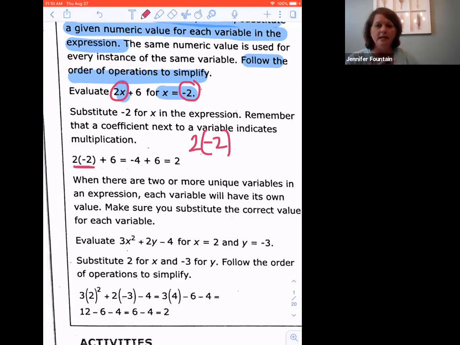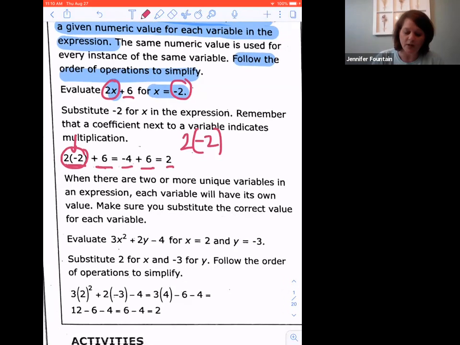So my recommendation is every place that you are plugging in a number for a variable, put that number in parentheses, okay? So we've put that -2 in parentheses here. We've kept the +6. Now 2 times -2 is -4. -4 plus 6 is +2. So we followed the order of operations by multiplying first and then adding. So your steps are going to be: plug in your variable using parentheses, then solve using order of operations.